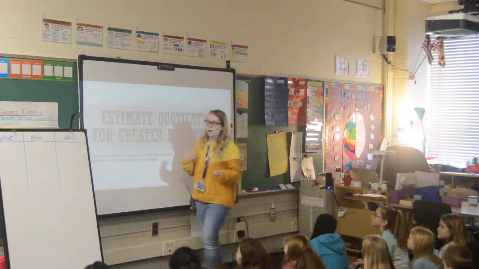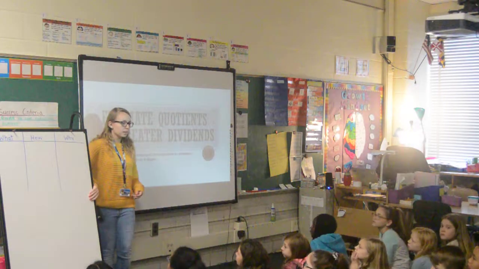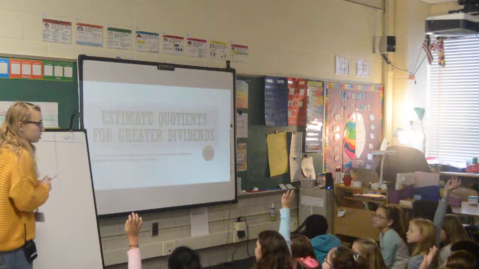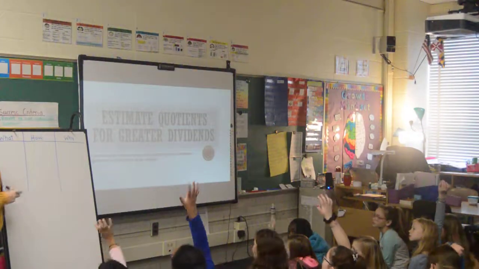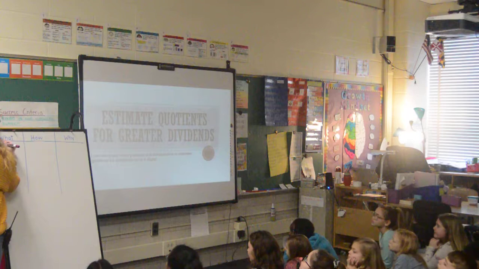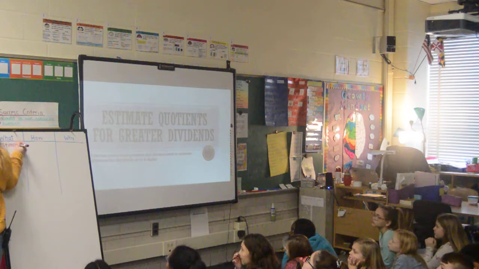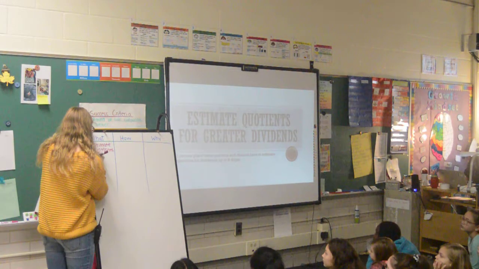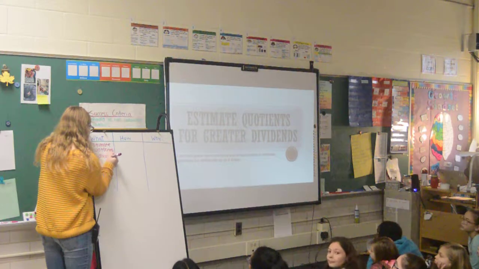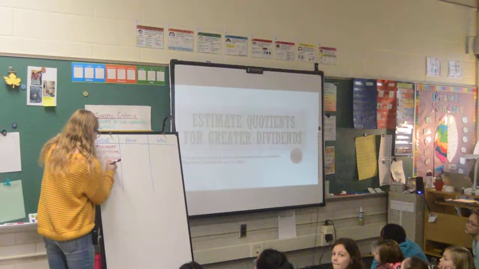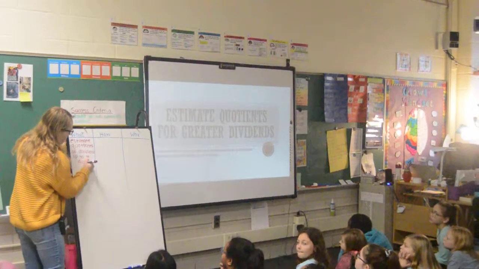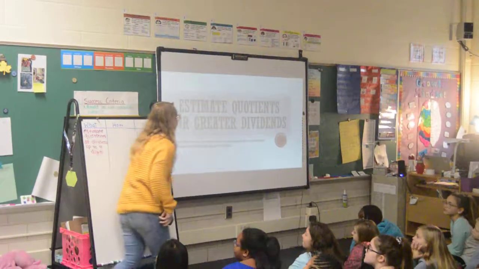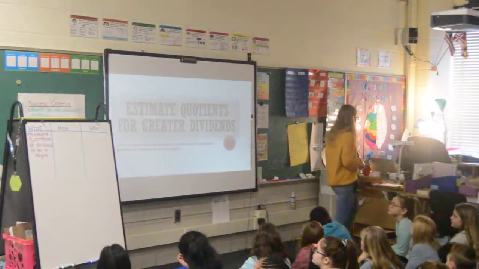So can I get someone, I have my chart up here, my what, how, and why. Can I get someone to tell me what we are doing today? Based on what we just read. Callie: Estimating quotients for dividends up to 4 digits. Estimate quotients of dividends up to 4 digits. Good. So we're going to talk about the how in a second. But first I would like to do an example problem.